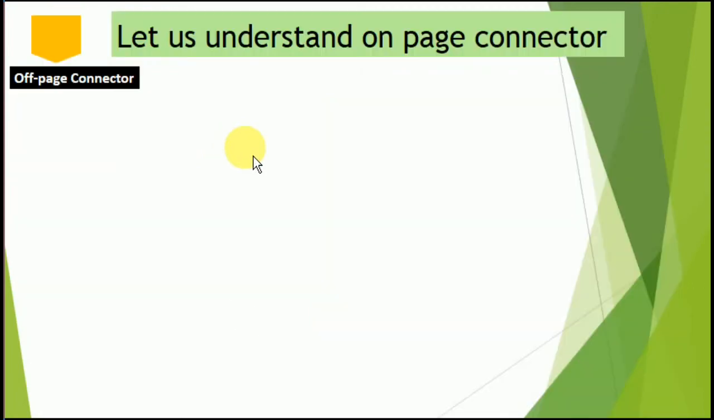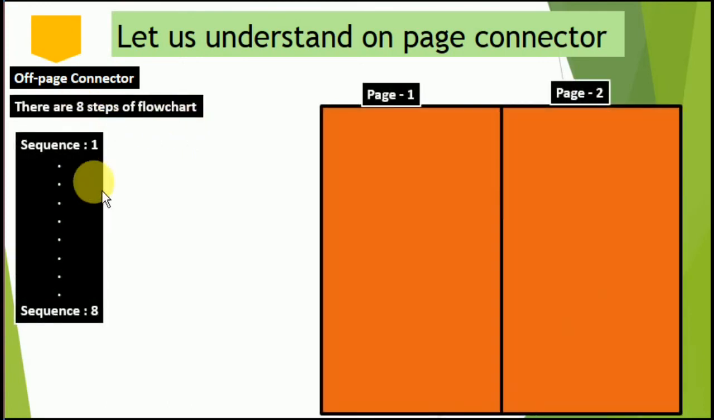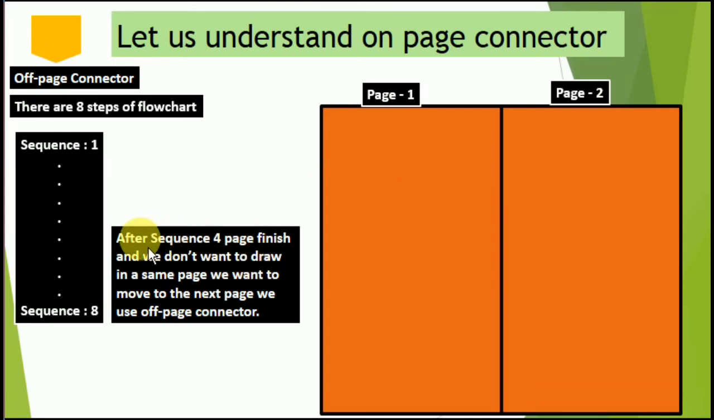Now we move to the next one, that is called the off page connector. I'll take the same example. 8 steps are there. Now there is a page 1 and page 2. This is our page 1 and this is our page 2. Now how is this off page connector going to work? We start with the same thing. After sequence 4 the page is finished, and we don't want to draw on the same page, we want to move to the next page, so we use the off page connector.